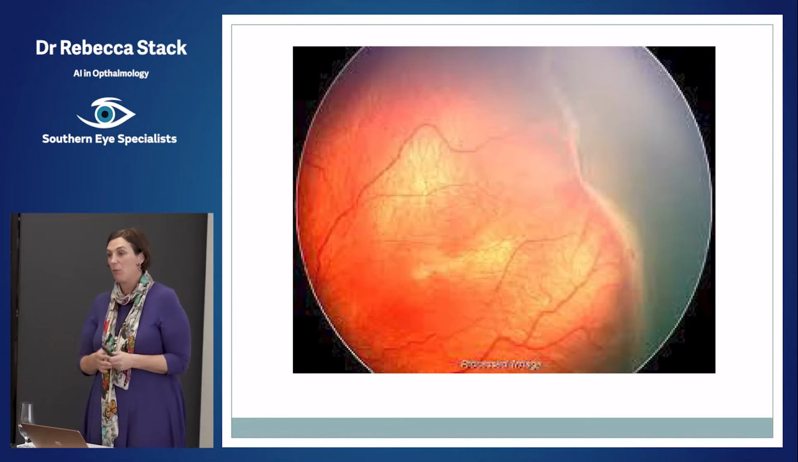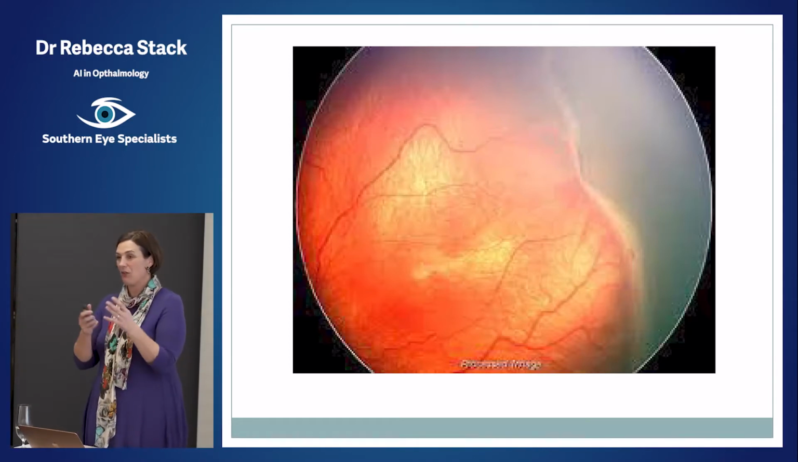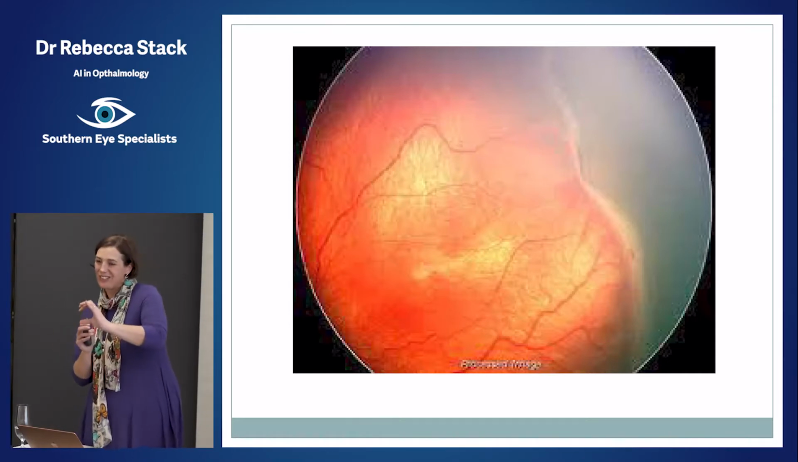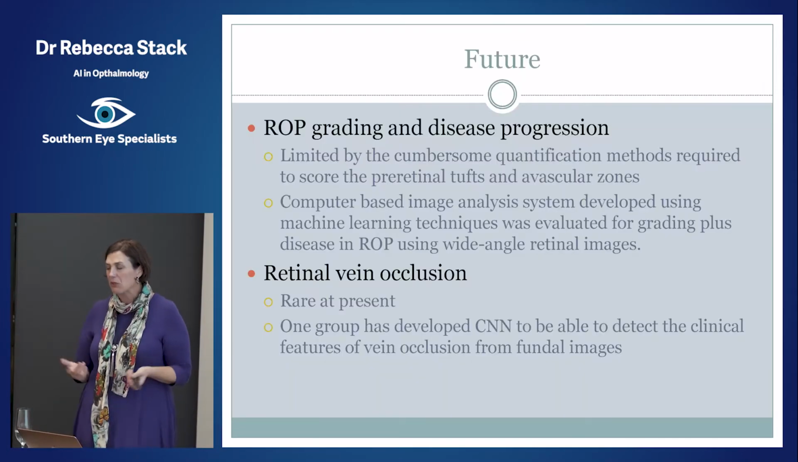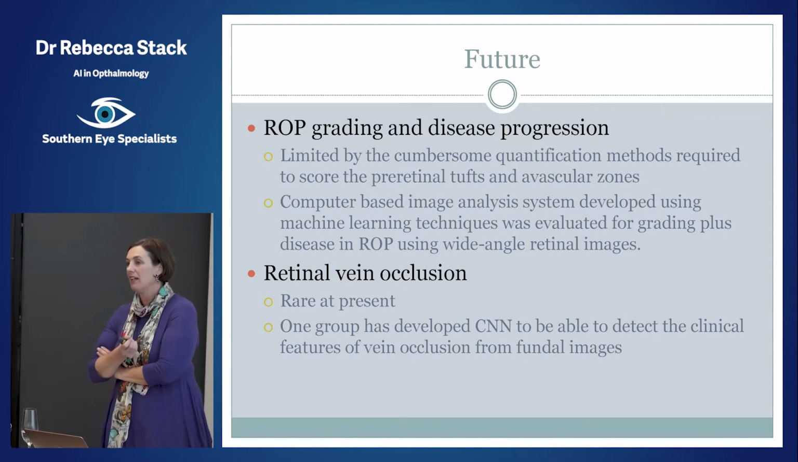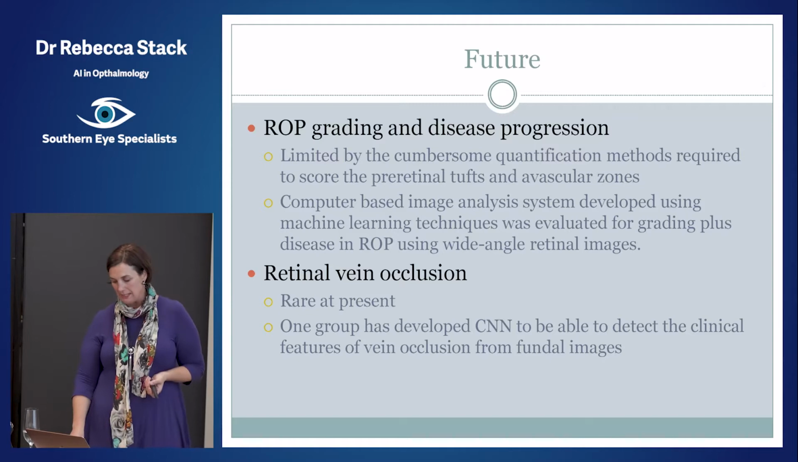And part of the problem with ROP is that it tends to happen in the periphery of the retina. So when you've got a little, 32-week tiny little baby and you're trying to get something in there and try and get through the pupil and look out, it's not that easy. So if we could find something that could grade and assess the progression of things like ROP, we might be able to make a massive difference in the world to how many babies are going blind.